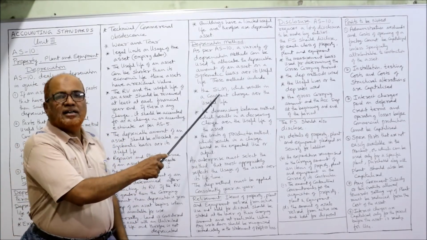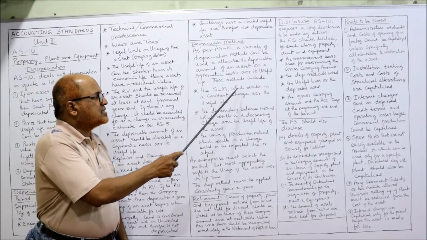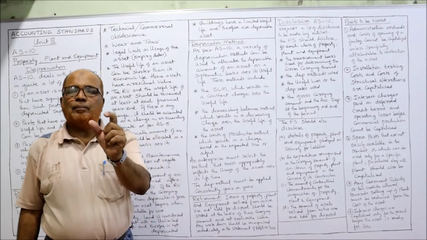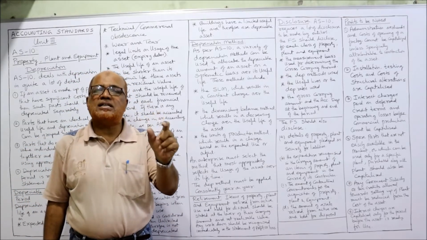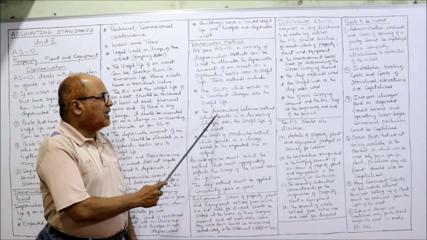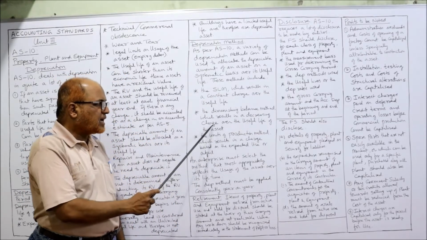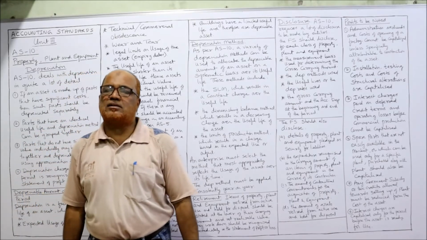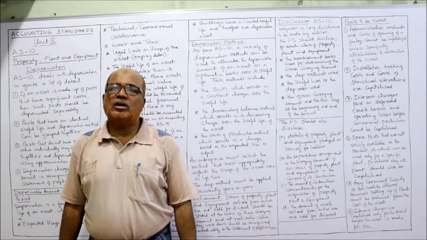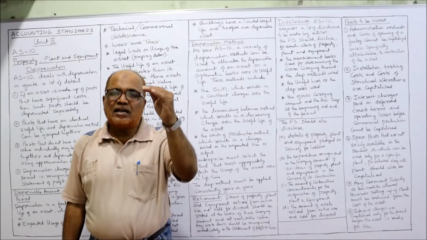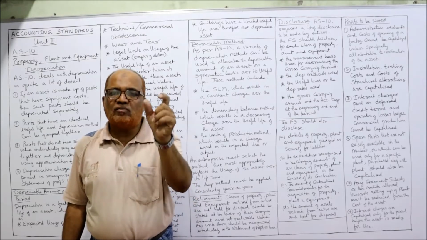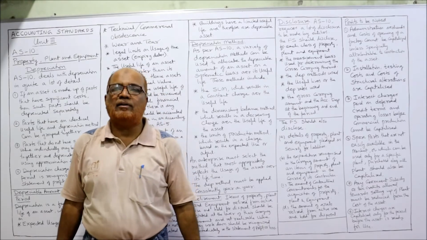The straight line method is the method of depreciation which results in a constant charge over the useful life. The amount of depreciation will remain constant every year in the case of the straight line method. Then the diminishing balance method, which results in a decreasing charge over the useful life of the asset. The second method suggested by AS 10 is the diminishing balance method, that means decreasing balance method.